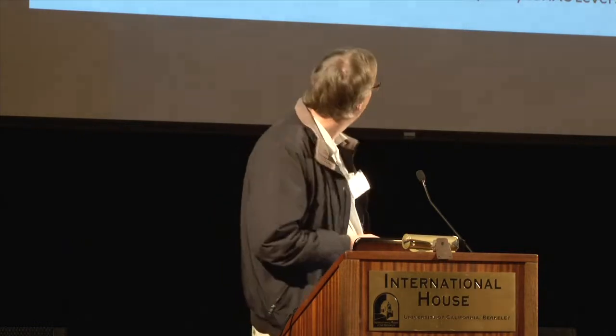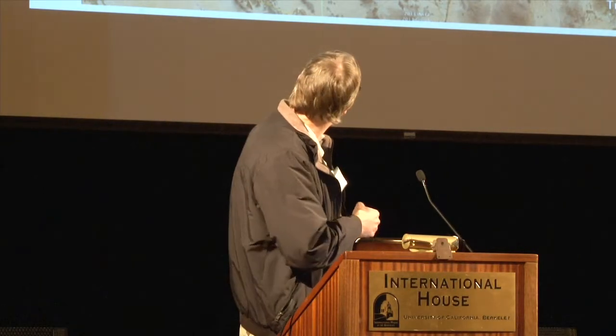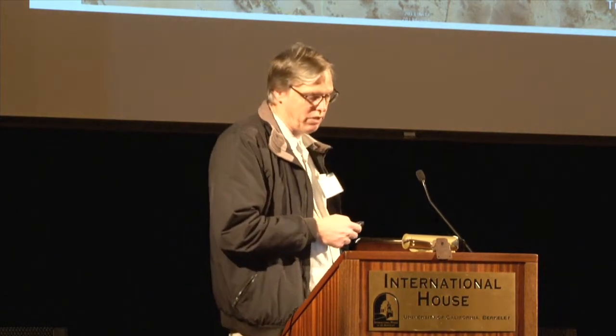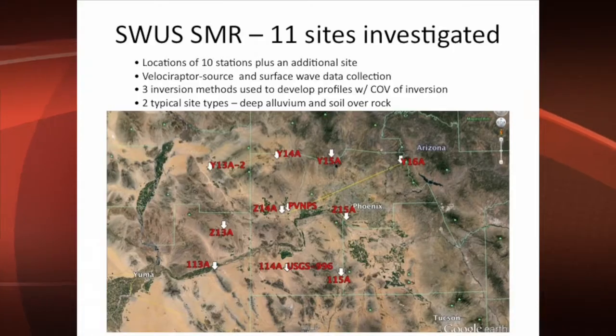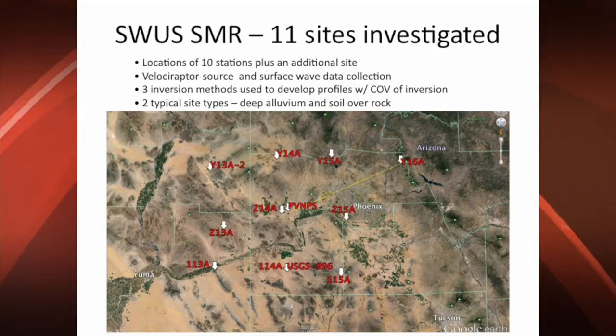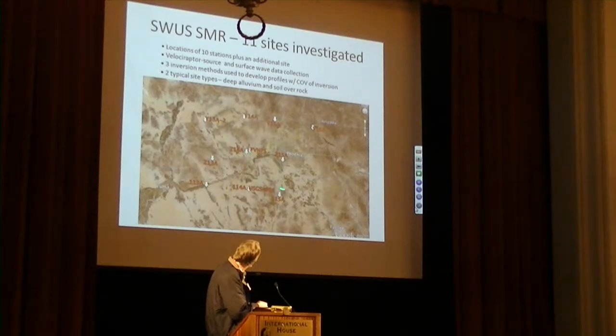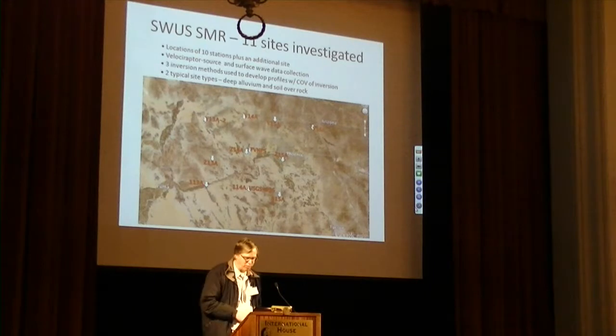So Rob Kahn did a study characterizing the shear wave velocity at the selected seismic station sites in Arizona. He looked at 11 sites that were characterized here, using his surface wave inversions to estimate the values. And so the power plant, Palo Verde, is in this region here, and these sites are within about 100 kilometers or so around the power plant.